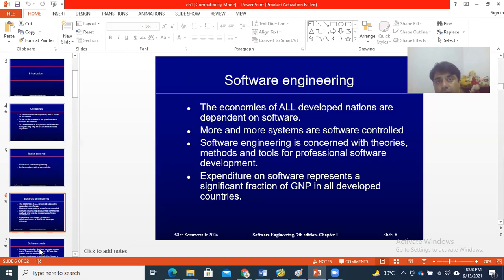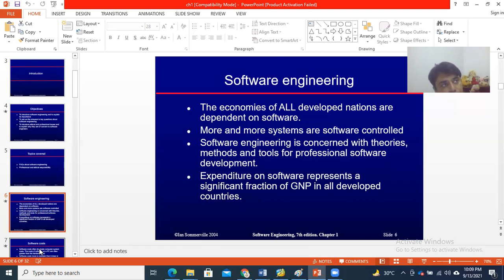We are talking about the economy and the trade of the developed nations. That trade or economy is actually dependent on the use of software. This shows us how important software is in our daily life, and it shows the impact of software.